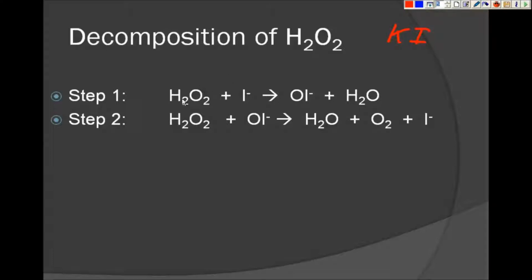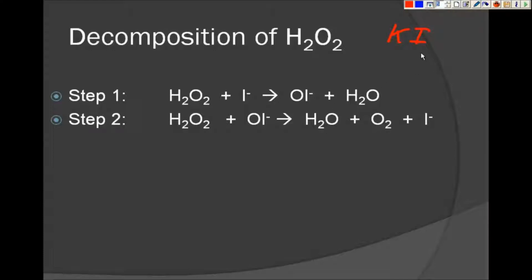So the first reaction here, H2O2 and I minus: the I minus grabs one of the oxygens here and forms OI minus, and we are left with an H2O. This OI minus then goes and combines with another hydrogen peroxide, and again it's attacking and takes off one of these O's and forms oxygen gas, an I minus ion, and another water.